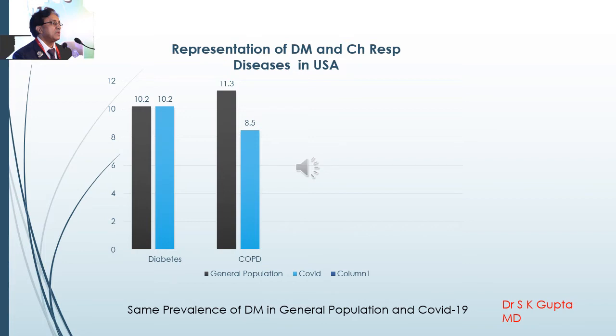Now let us try to see the graph of COPD patients. The general prevalence of COPD is 11.3%, while a lesser number of patients are getting affected in COVID, and only 8.5% of the patients in COVID-19 are patients of COPD.